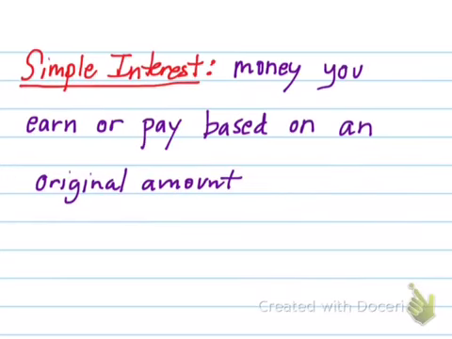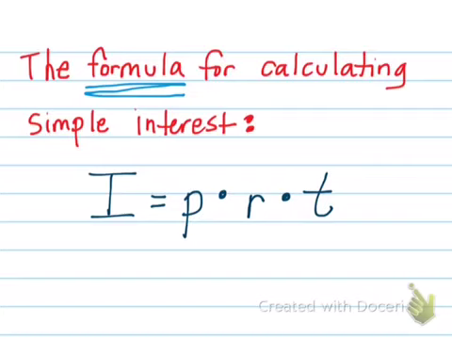So first, let's start with a definition, simple interest. Simple interest is money you earn or pay based on an original amount. So this should be copied down on your note sheet. The formula for calculating simple interest is I equals P times R times T. Again, remember these dots mean multiplication.